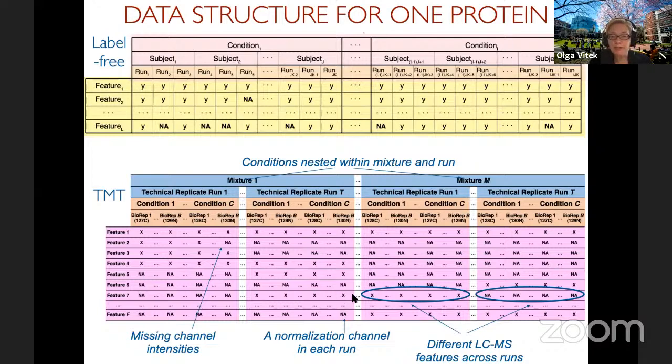So we will have a lot of patterns where the same peptide ion will be present in one mixture or in one run, but then absent in other runs. So the nature of missing values which occurs here is very different from the nature of missing values in the label-free experiment. So we have to deal with this as well.